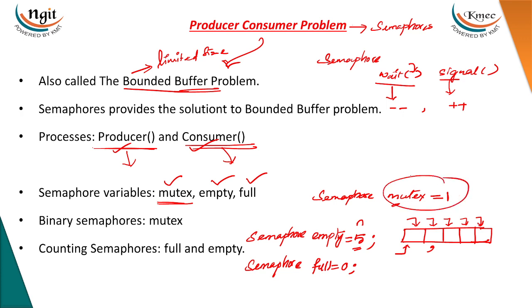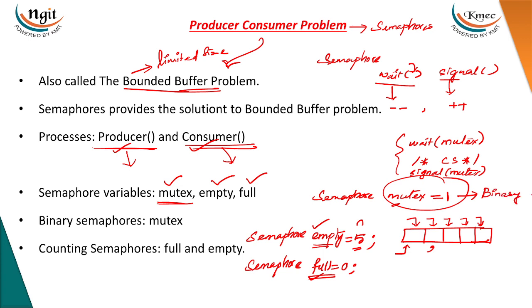Mutex is a mutually exclusive variable. Before executing the critical section, the process has to execute wait on mutex. After the process comes out, it has to execute signal on mutex. Before that, the process has to execute wait and signal functions on empty and full. Here empty and full are not binary, they are counting semaphores, while mutex is a binary semaphore.